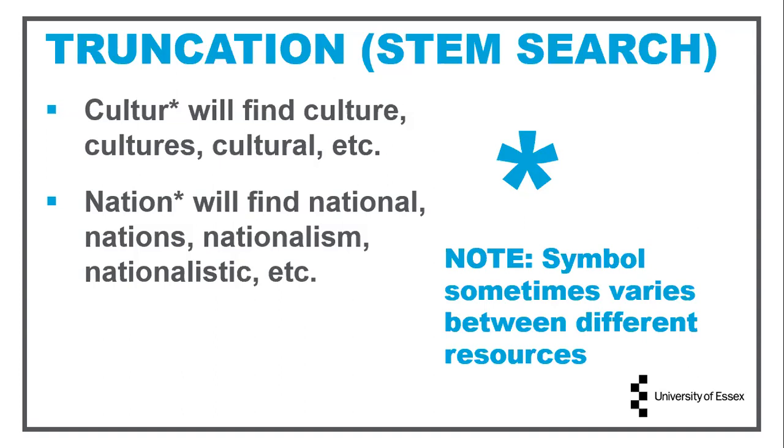So as we can see on the examples on the slide, using this truncation can work in a variety of situations. When searching for culture, for example, we could replace the final E of the word with an asterisk, and this will mean the database or search engine will then show results for different variations of the word, including culture, cultures, cultural, etc. And with nation, if we add an asterisk to the end of the word, the database will find national, nations, nationalism, etc.